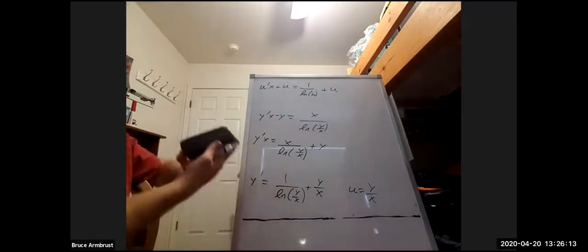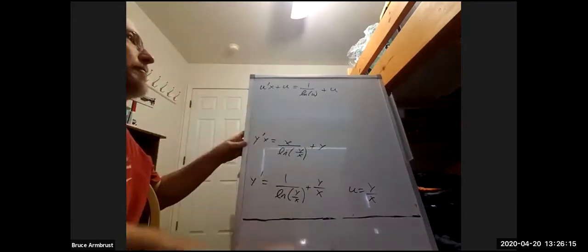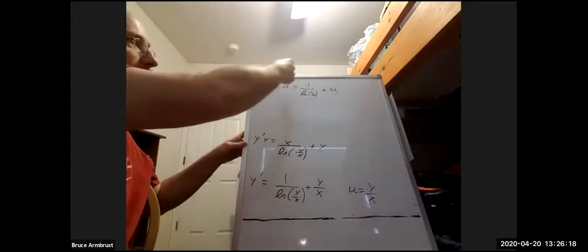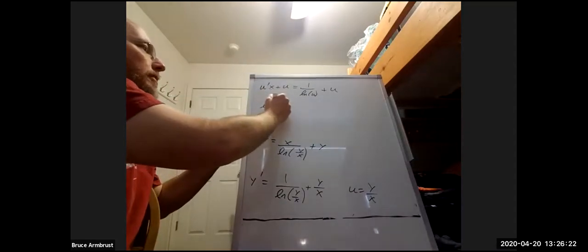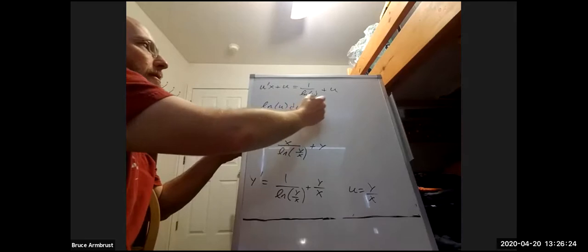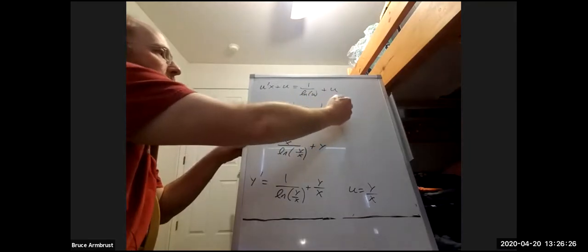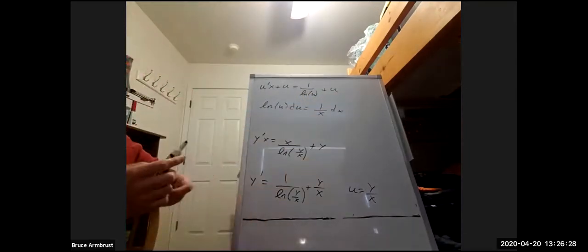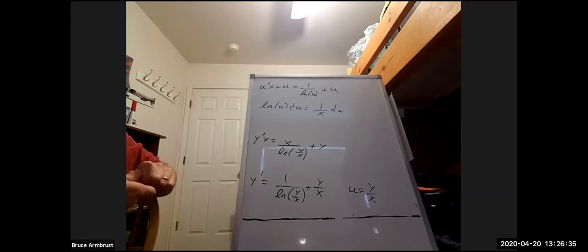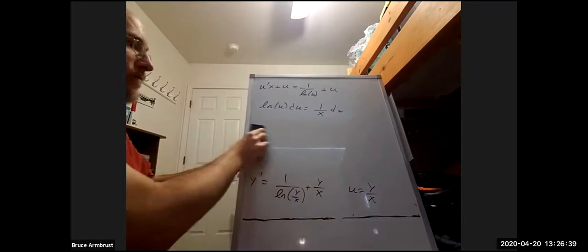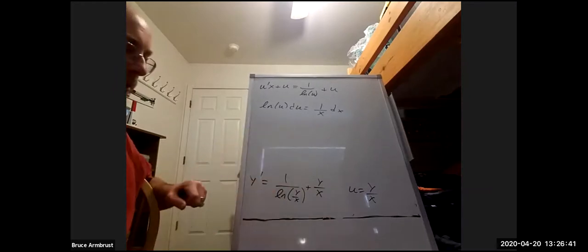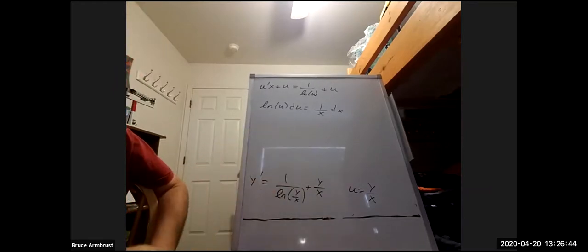And this guy is now separable. So if we subtract u from both sides, multiply by the natural log of u and move the x and everything, we're going to get natural log of u du is equal to 1 over x dx. And now we're ready to integrate. But before we integrate, any questions on the steps?